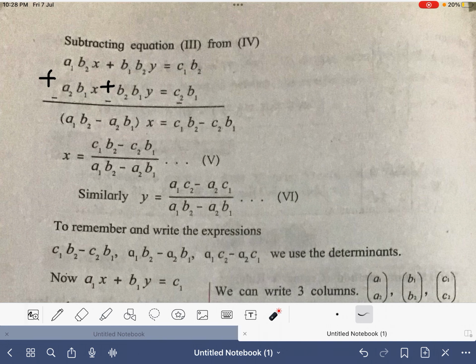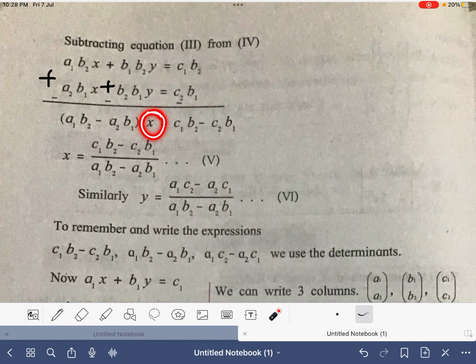Now simply subtract this. So what will happen? a1 b2 minus a2 b1. So we get an answer, a1 b2 minus a2 b1 into x. What we did, we took x common and mentioned it like this. Now just subtract this and this, so c1 b2 minus c2 b1. So c1 b2 minus c2 b1.